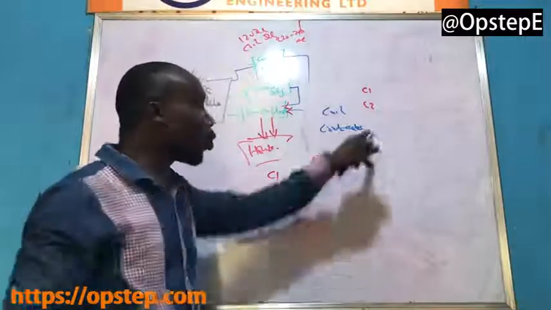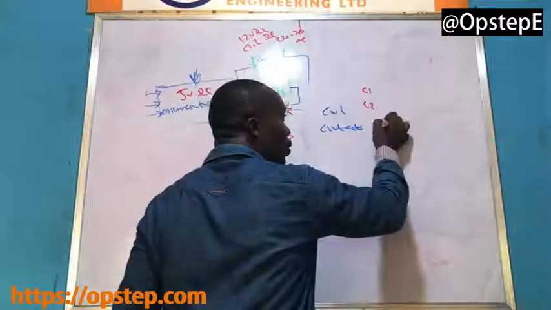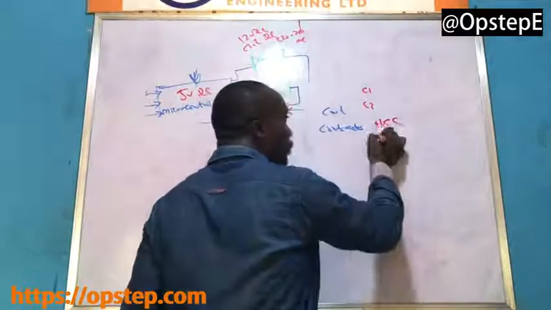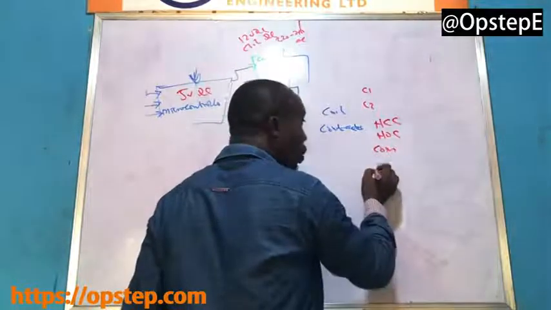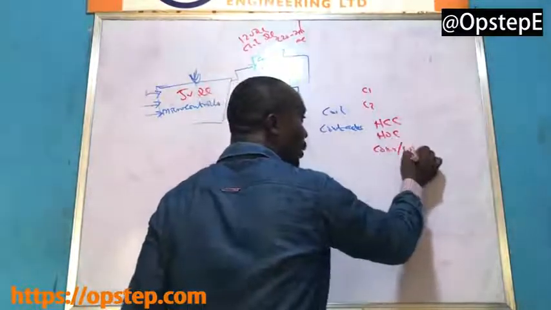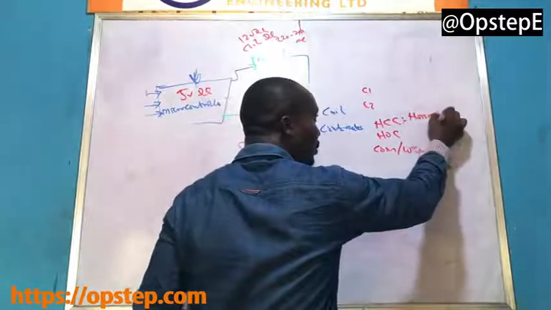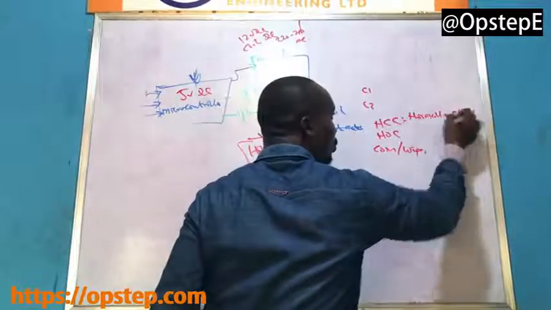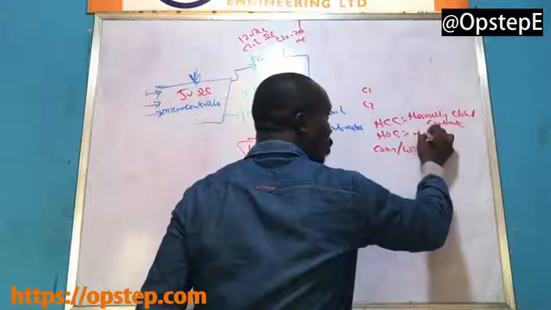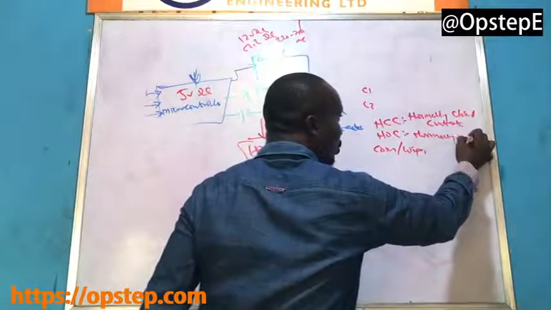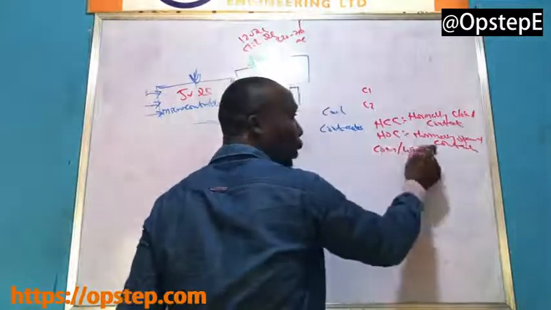Now the relay has what we call contacts. One of the contacts is the one we call the normally closed contact. You have the normally open contact. And then you have the common. Some people call it common, some people call it wiper. This is the normally closed contact. This one is the normally open contact, and this is the common or the wiper.